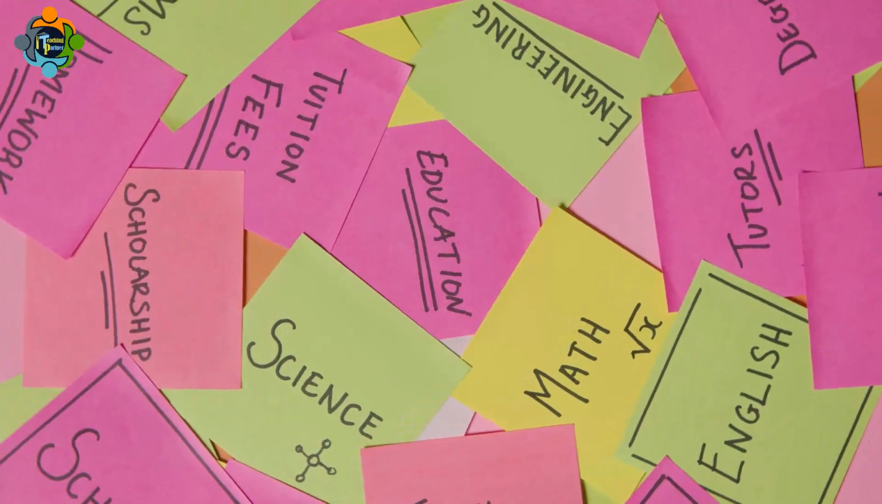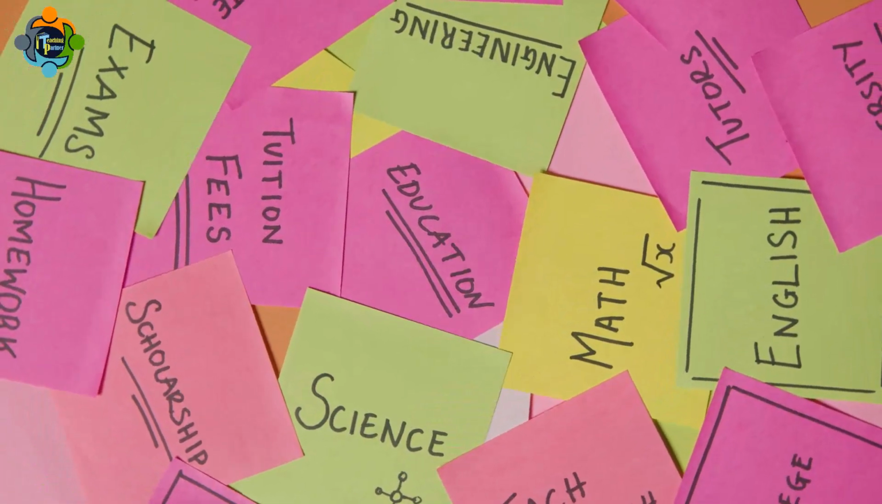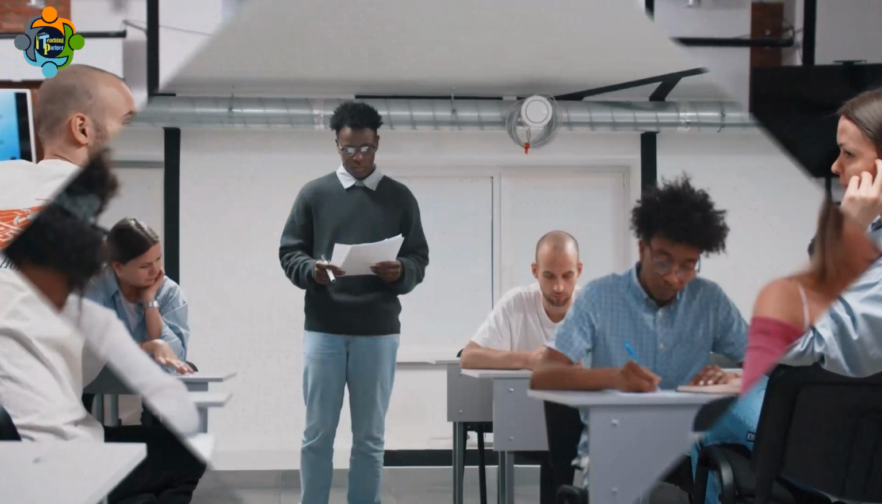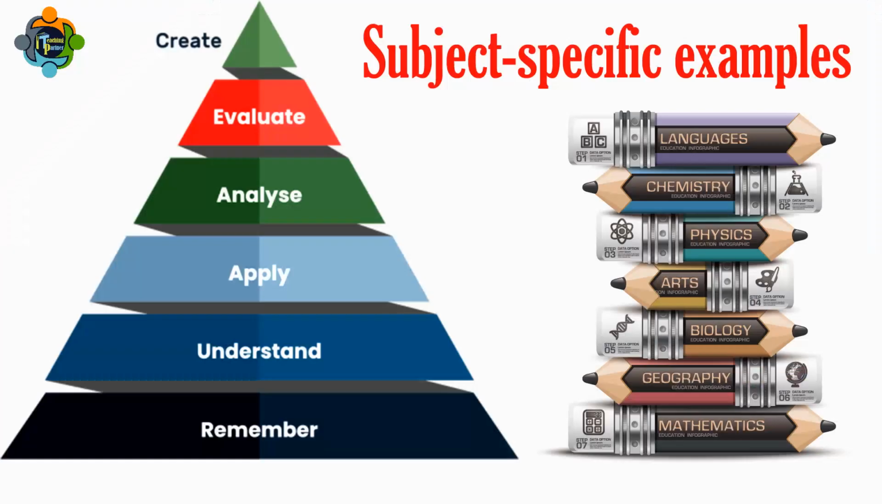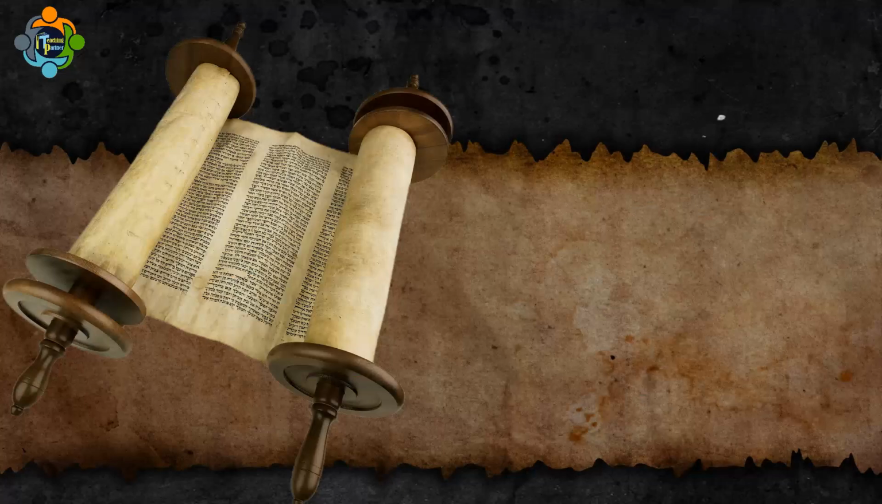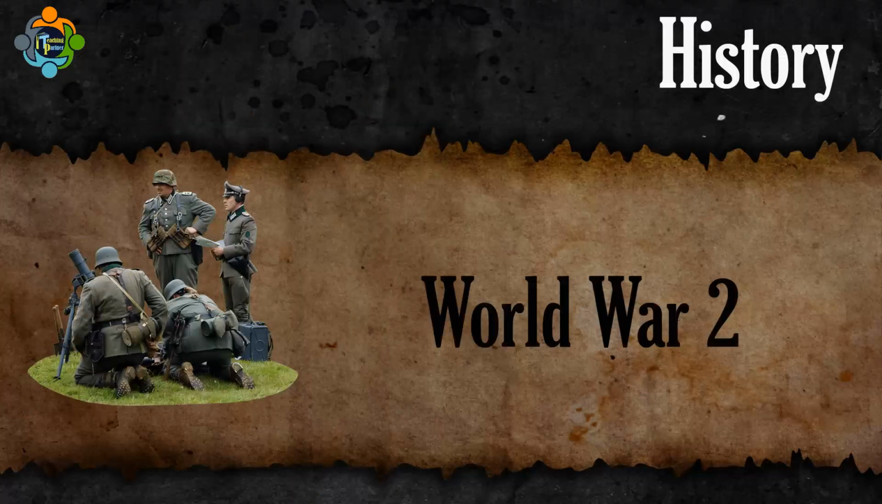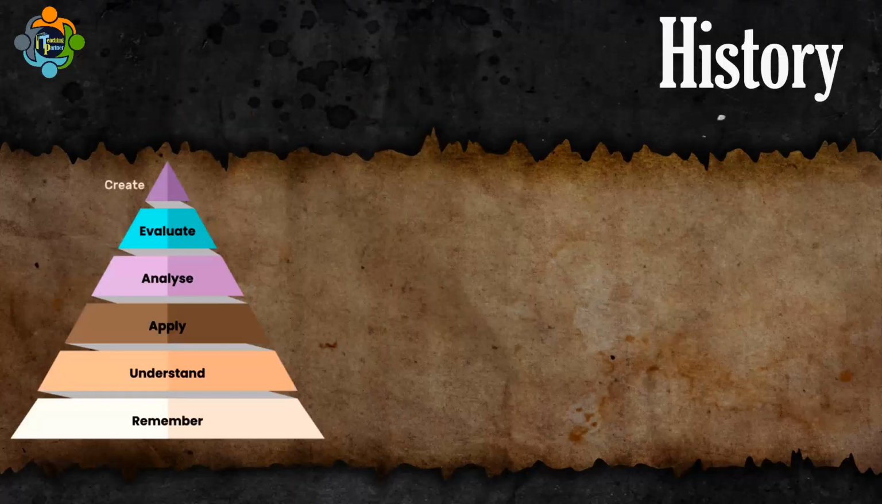The real magic happens when we use this ladder to design our assessments, both the small check-ins and the big end of the unit tests. Let's break it down with some practical subject-specific examples. First, let's start with a foundational subject, history. For the topic of World War II, your assessment ladder might look like this.